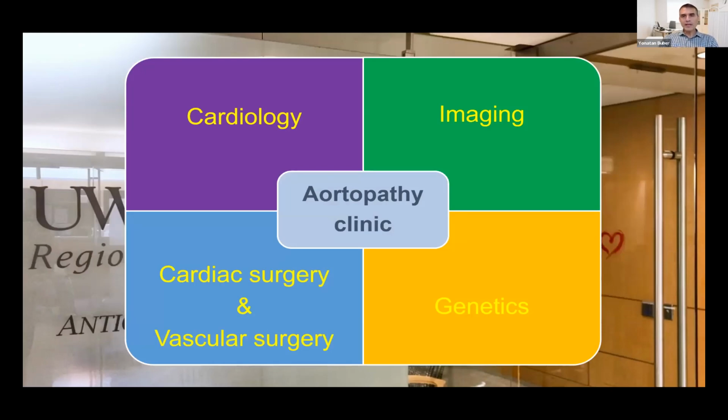And I think that the key to the success of our clinic and the way that it works so well is what you see here, which is the multidisciplinary approach and the collaboration between those four arms that you see here on the slide, namely the cardiologists, the imaging experts who help us interpret the CT and the MRI images, the cardiac surgeons and the vascular surgeons, and the geneticists.